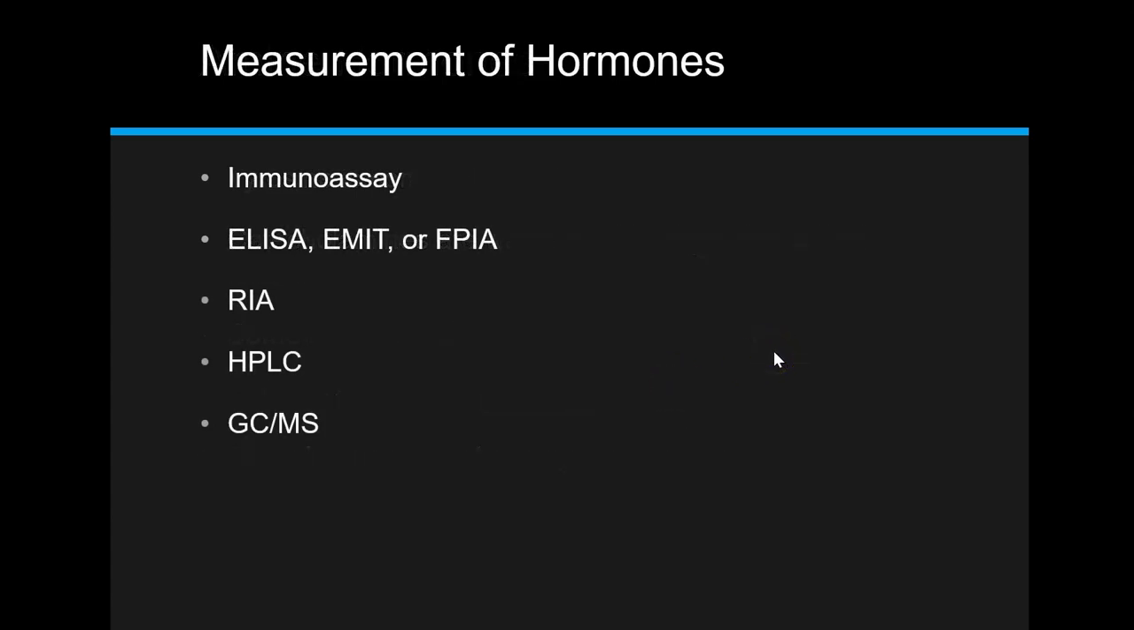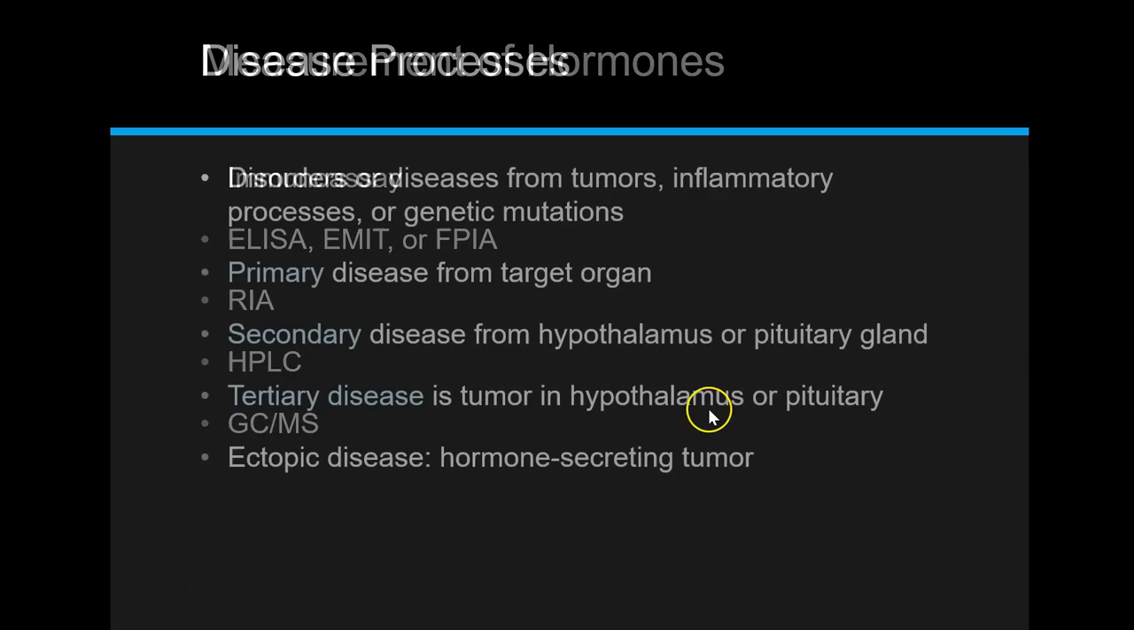Okay, measurement of hormones. We pretty much measure hormones predominantly by immunoassay, usually ELISA, EMIT, or FPIA, sometimes RIA, sometimes HPLC, so high performance liquid chromatography, if you forgot what that means. And then sometimes by GCMS, this is really super accurate, gas chromatography mass spectrometry. So it kind of depends on the send-out lab. The ones that are done on the machines that are in the lab are immunoassays. These tend to be HPLC and GCMS and to be reference lab tests.